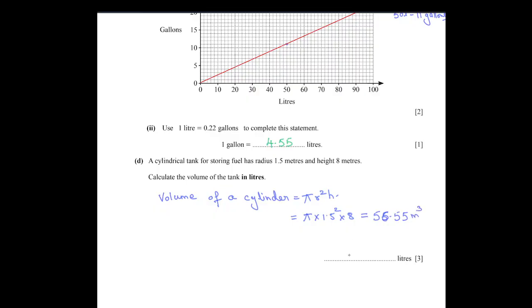We need to convert it into liters. So to convert into liters, you should know how many liters make 1 meter cube. 1 meter cube is equal to 1000 liters. So 56.55 meter cube will be 56.55 into 1000, which is 56550 liters.